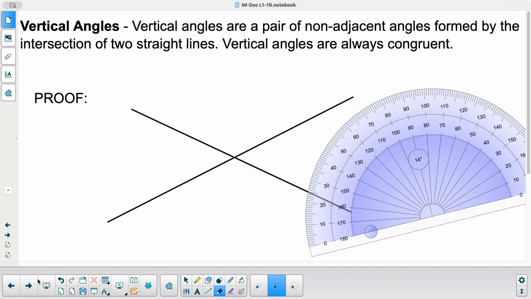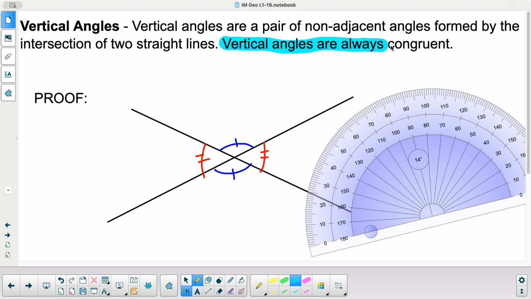All right. So vertical angles. This is an important vocab word. Vertical angles are a pair of non-adjacent angles formed by the intersection of two straight lines. So here's my X. So vertical angles will be these ones and these ones, okay? Vertical angles are congruent always, okay? So make sure you understand that.